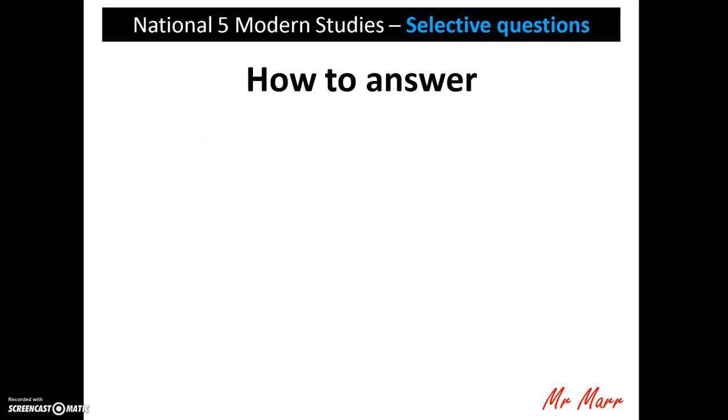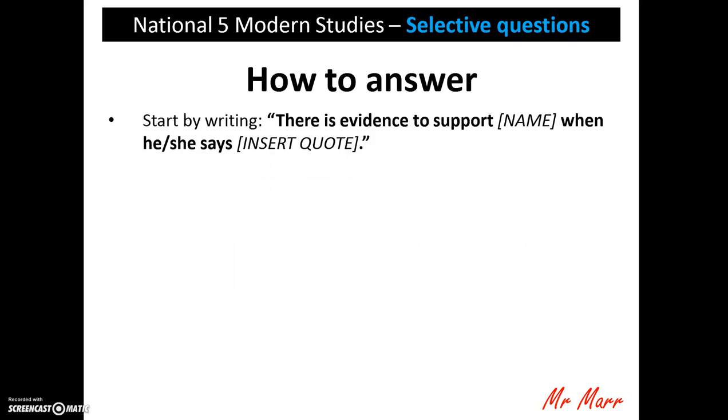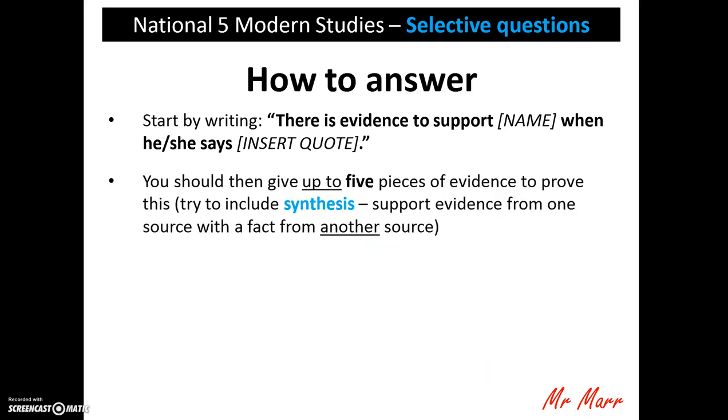This is one way you might want to answer the question. You should start off by writing there is evidence to support, and name the person, when he or she says, and you should discuss the issue that they are discussing. Once you've done this, you should then aim to give up to 5 pieces of evidence that prove that this is the case. And as has been noted, one way to try and speed this up is to include synthesis. You should support evidence from one source with a fact from another source. Once you've done this, you should, if you've done it properly, have gained 5 marks.